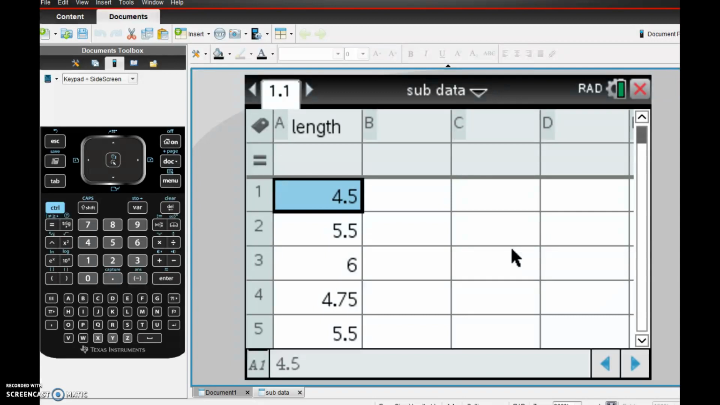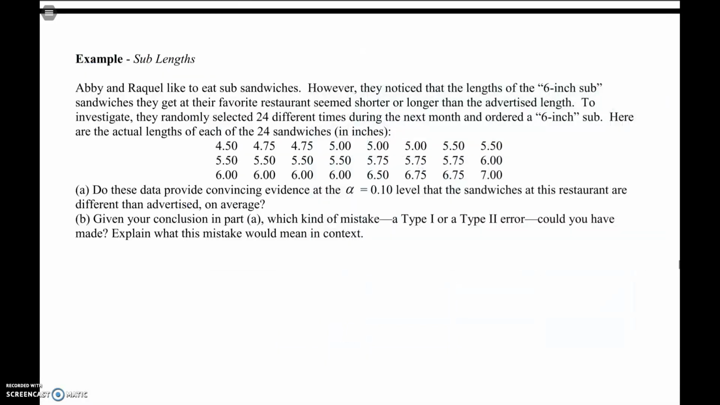All right, so here's the length of these sub sandwiches. Abby and Raquel like to eat sub sandwiches. However, they notice that the lengths of their 6-inch subs tend to be shorter or longer than what was advertised. So they're wondering if their 6-inch subs really are 6 inches. So to investigate, they randomly selected 24 different times, and they went in and they ordered a 6-inch sub. Here are the lengths of the 24 subs.